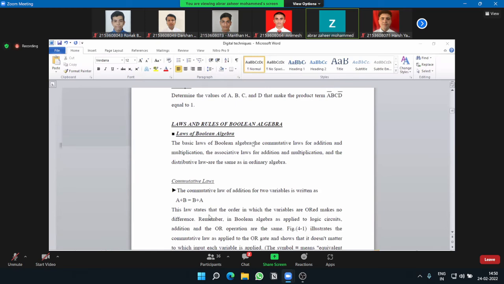So this law states that the order in which... Excuse me, sir, do we have to learn the laws also, or can we just see the notes of the further equations after the class? You should know the question.